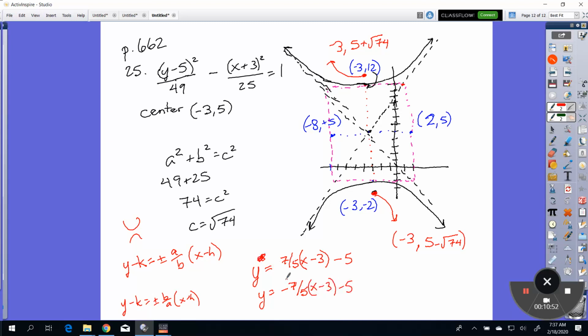Of my asymptotes. I'm not as worried about the equation of the asymptotes, but that's how you find it. I haven't seen that on the final. Now watch it be there this year.